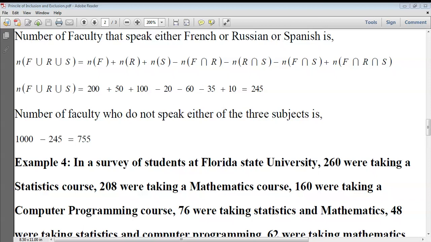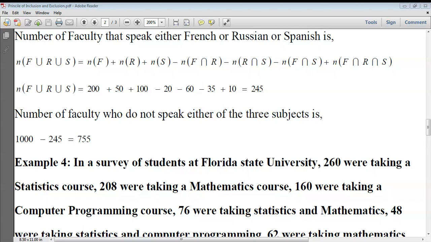And there is a second part also in the question. The second part is: if there are totally 1,000 members in the list, then how many faculty members do not speak either French or Russian or Spanish? So it is 1,000, the number of faculty members, minus the number of faculty who can speak at least one language, that is 245, and the answer is 755. So 755 represents the number of faculty who do not speak a single language.